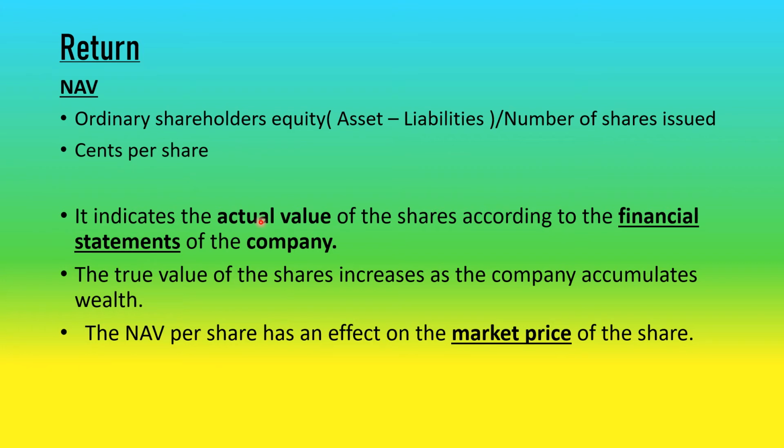Now, if you recall your balance sheet, your assets minus your liability actually equals your equity, which is also your accounting equation. So therefore, your net asset value is just your assets minus your liabilities, which is your equity, over the number of shares that you've issued, multiplied by 100 to give you the cents per share. So your net asset value tells you the actual value of the shares according to the financial statement of the company. So it tells you the value of your equity that is actually per share.